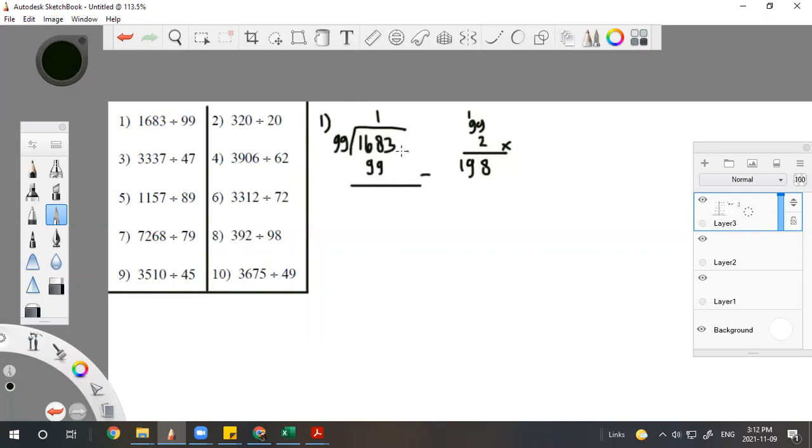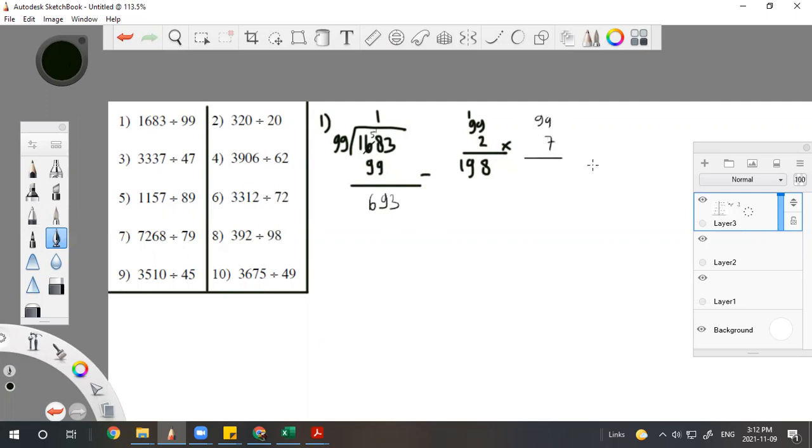And then you subtract this, 8 minus 9. You have to borrow from 6 here, so it becomes 5. And then this is 18 minus 9 is 9. 15 minus 9 is 6. 693. So you have to check the number: 99 times something supposed to be 693.